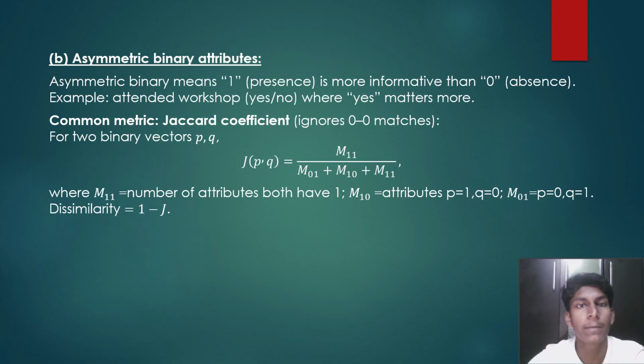Next is asymmetric binary attributes. Asymmetric binary means 1 is more informative than 0. Example, attended workshop, yes or no, where yes matters more. Common metric: Jaccard coefficient, which ignores 0-0 matches.